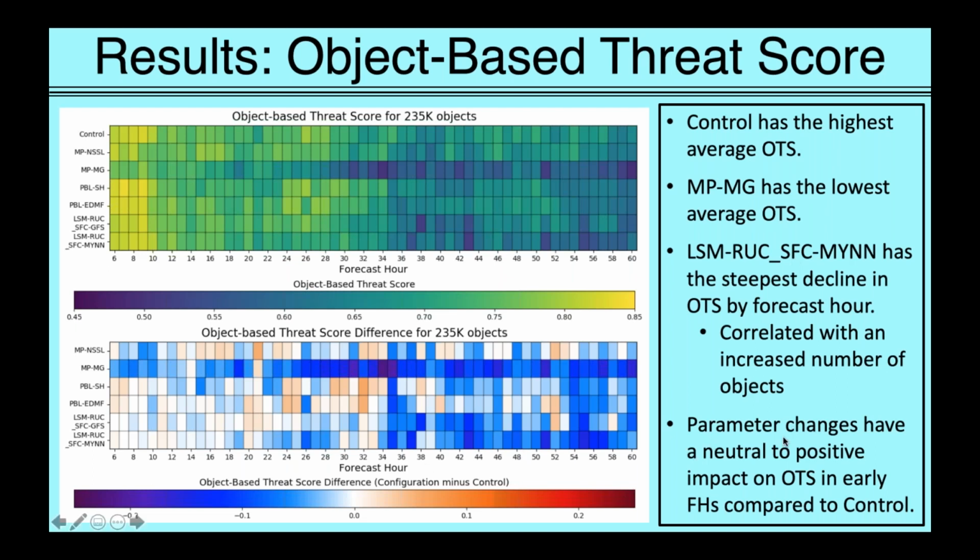Looking at our differences, our parameter changes had a neutral to almost a positive difference early in the forecast hours, as indicated by these oranges into reds. Configuration minus control is positive.